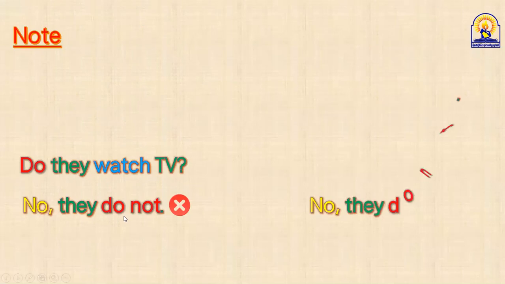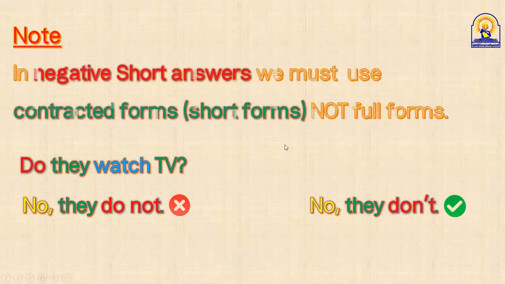Last lesson, we studied this note for short answers. When we say, "Do they watch TV?", I gave you two answers. "No, they do not." And it was wrong. "No, they don't." It was right. And I told you here, if you want to make a short answer with no, don't use the full form, but use the short form to have 3 words. We studied this note. It's not new. Okay. There is another note I forgot to tell you last lesson. This one.